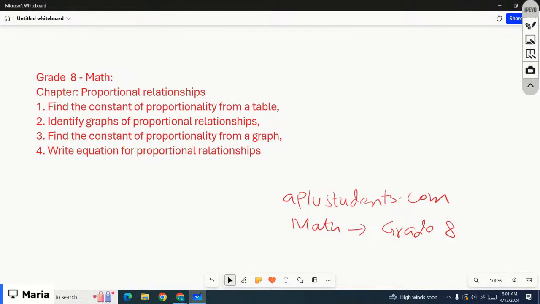There you can find a list of the chapters. We're going to start with the chapter proportional relationships. The lessons we're going to cover today are find a constant of proportionality from a table, identify graphs of proportional relationships, find the constant of proportionality from a graph, and write equation for proportional relationships. So please make sure before the next session you have your notebook and pencil so that you can note down the important examples and definitions as well.